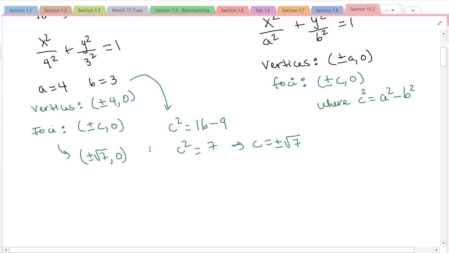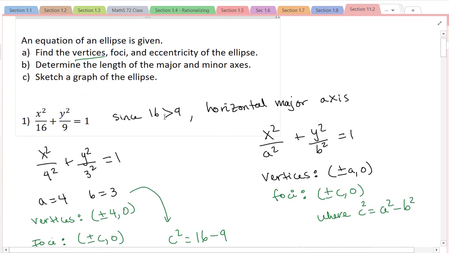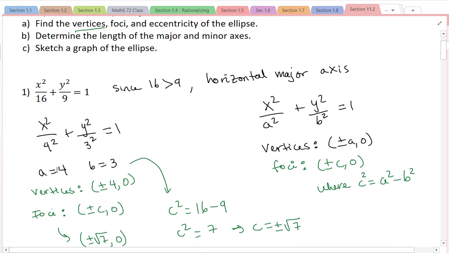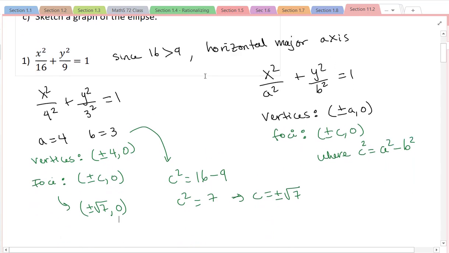And what else were we asked to find? So we got the vertices, the foci, the eccentricity, and then the length of the major axis and the minor axis. A is 4, so the length is double that, so 8. In the minor axis, the b is 3, so the length will be double that, so it will be 6. But let's go to the eccentricity.